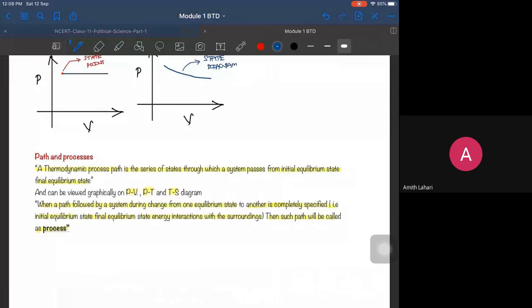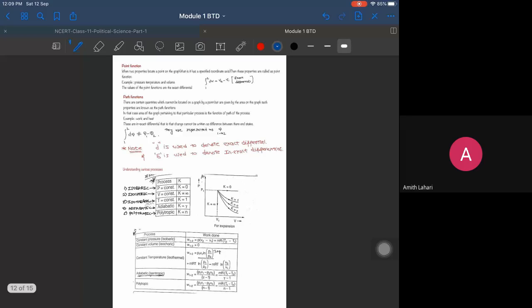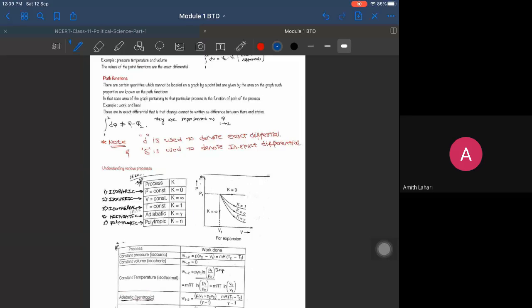So, what do we need to specify? If a path has to be called a process, what do we need to specify? The equilibrium state. Okay, initial and final equilibrium states and the energy interactions. Thank you, Amit, for all that. Okay, point functions and path functions is your next topic.